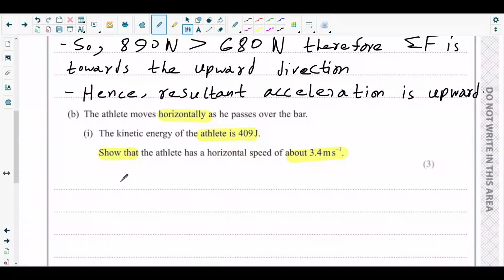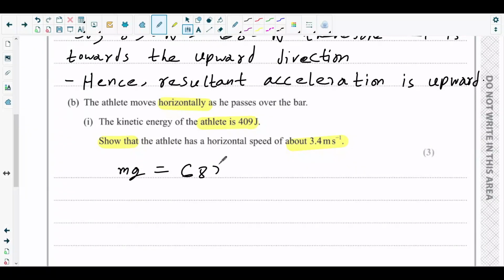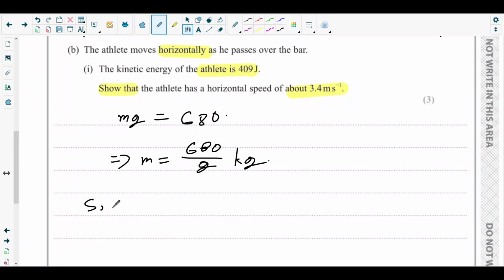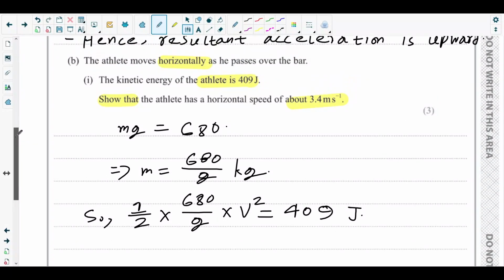So mg, the weight of the athlete, equals 680 Newton. So mass is 680 over g kg. Then half mv squared, half of 680 over g times v squared, equals 409 Joule.